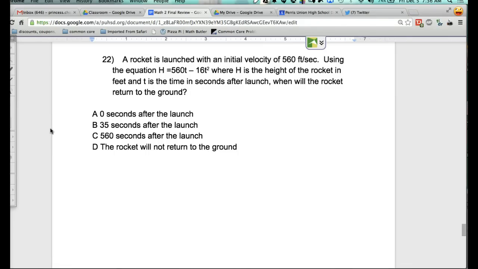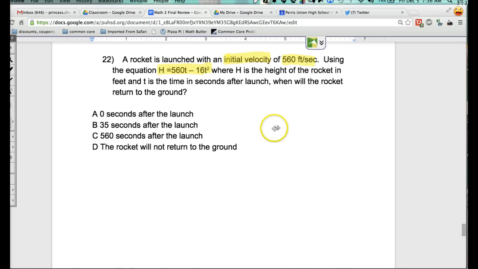All right, now that you are done copying the question, let's take a look at this. Let's remember to highlight key terms as we do this. A rocket is launched with an initial velocity, the initial velocity is 560 feet per second. Using the equation, that's nice, they give you the equation. H equals 560t minus 16t squared, where H is the height of the rocket, that's kind of important too, in feet, and t is the time in seconds after launch. When will the rocket return to the ground? Okay, so we need to have some common sense here.